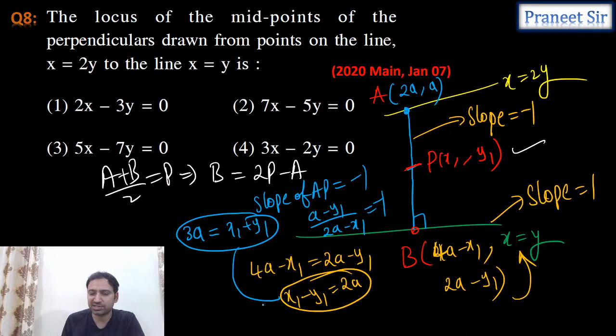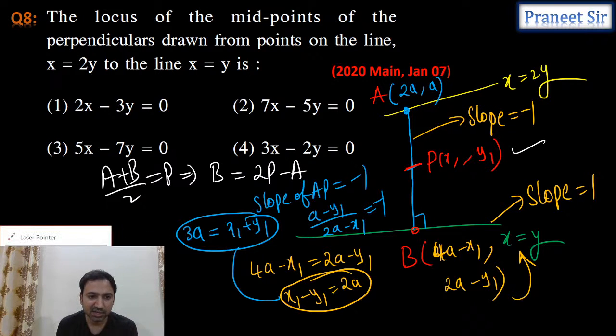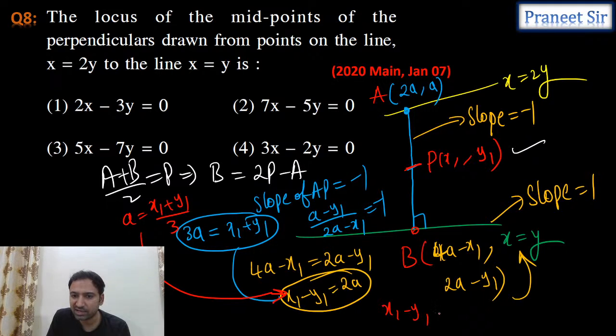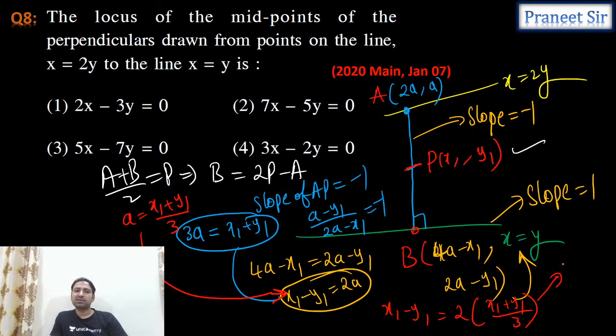So from these two equations, we need to eliminate the a value. So what can we do, guys? In place of a, can I substitute (x1 plus y1) by 3? Because here I am getting a is equal to (x1 plus y1) by 3. Let's substitute this value here. If you substitute this value here, x1 minus y1 is equal to 2 times (x1 plus y1) by 3. Now if you solve this, what do I get, guys? When we cross multiply this, x1 is equal to 5y1 we are getting.